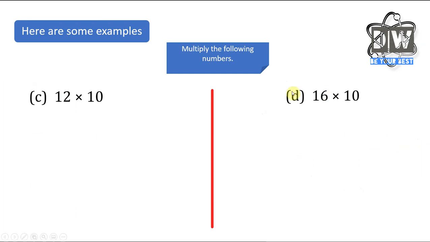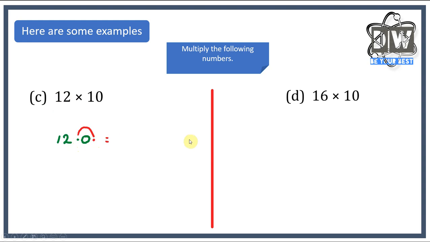Okie dokie everyone, here we go. Let's turn this into a decimal. We should have had 12.0, and we're going to make it 10 times bigger. So we're going to move the decimal place to here, and that's going to give us an answer of 120. On the next one, we have 16.0 times by 10. We're going to move that decimal place to here, and that's going to give us an answer of 160.